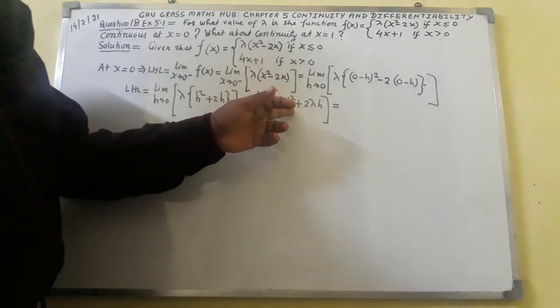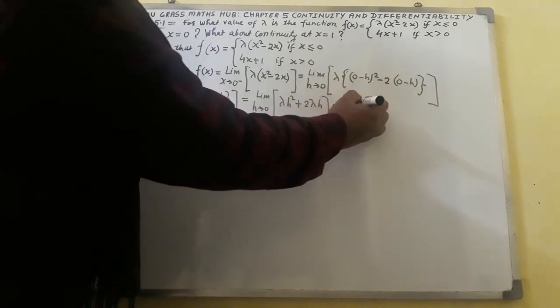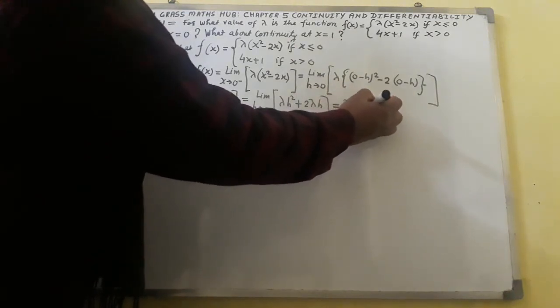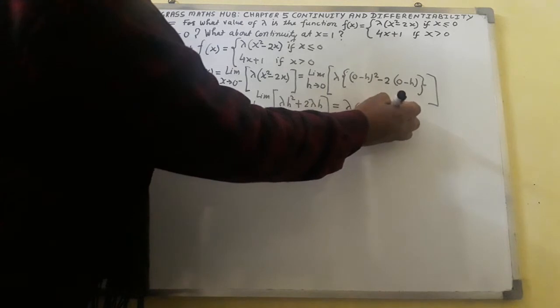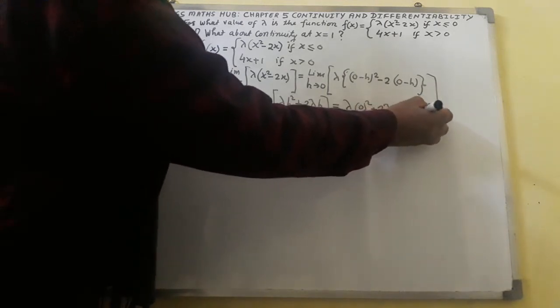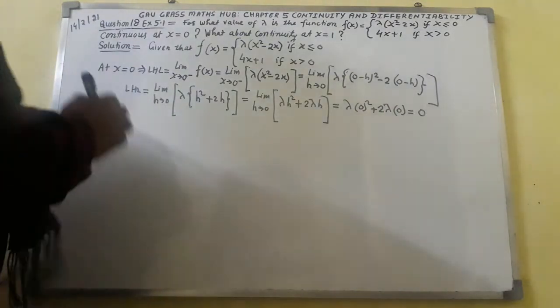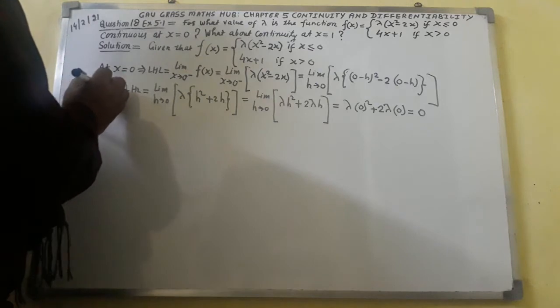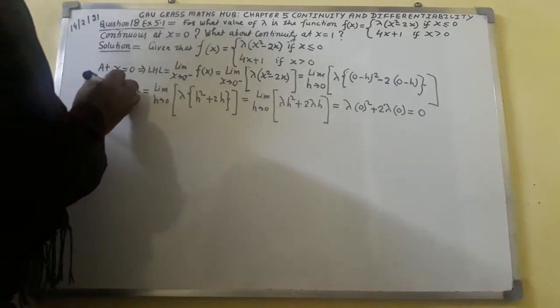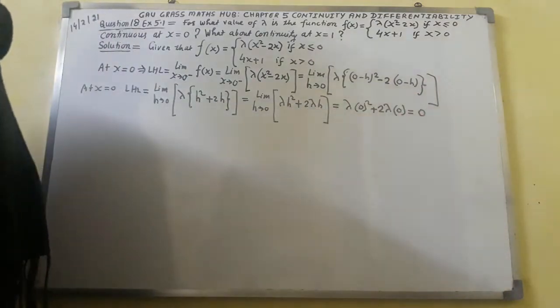Now remove the limit h tends to 0 and put the value h equal to 0. You will get lambda times 0 square plus 2 lambda times 0, which comes out to 0. So at x equal to 0, the left hand limit you have got is 0.